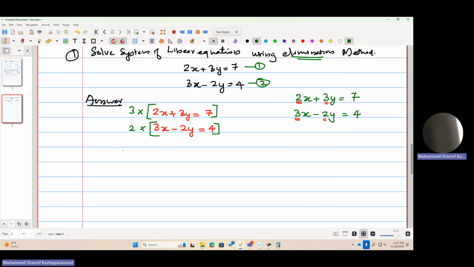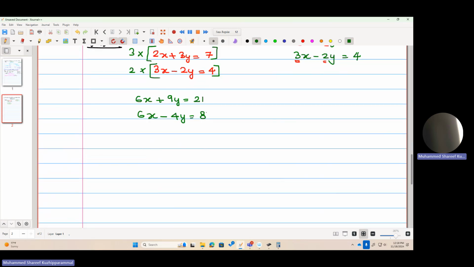If you multiply it, 6x plus 9y is equal to 21. And 6x minus 4y is equal to 8. This is the resultant equation after multiplying 3 and 2 with the first and the second equation. So now you can subtract it. This will give 0, 9y minus minus, so plus 13y is equal to 21 minus 8, that is also 13. So y is equal to 13 by 13, is equal to 1.